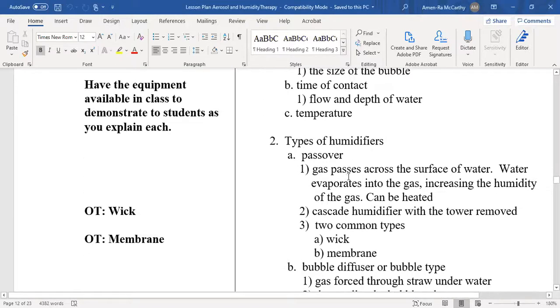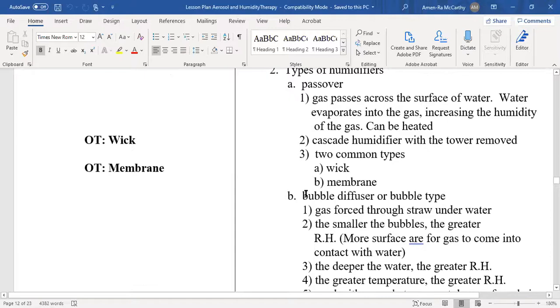Let's talk about them. We just talked about this one. Everybody look at this one. Bubble diffuser, a bubble type. That's what I just showed you, okay? The gas is forced through this part, which is considered the straw. Gas is forced through the straw under the water, okay?